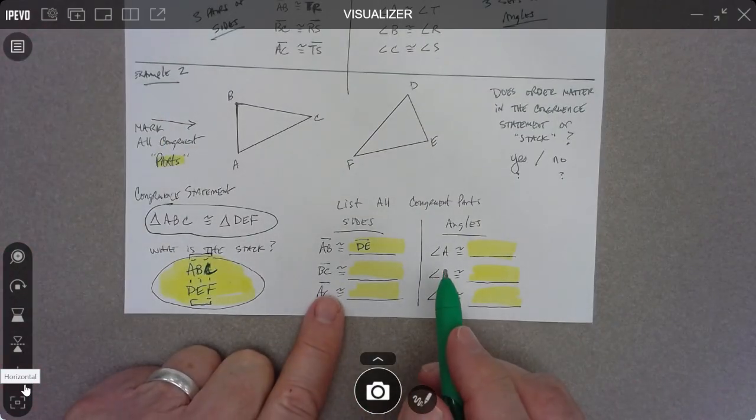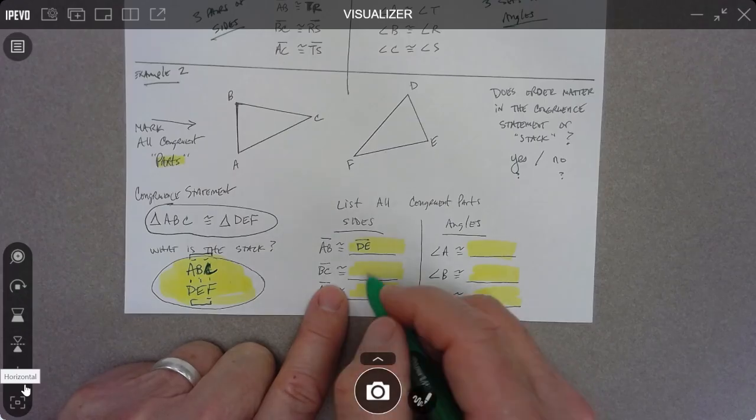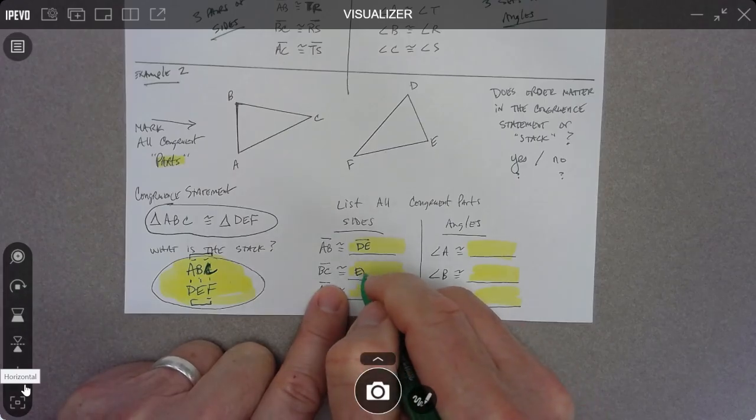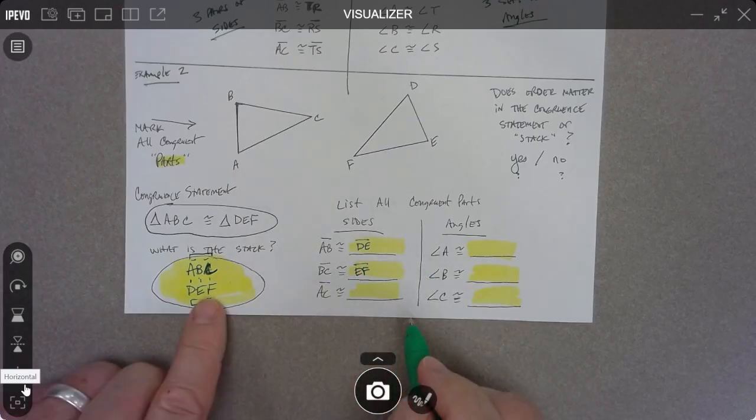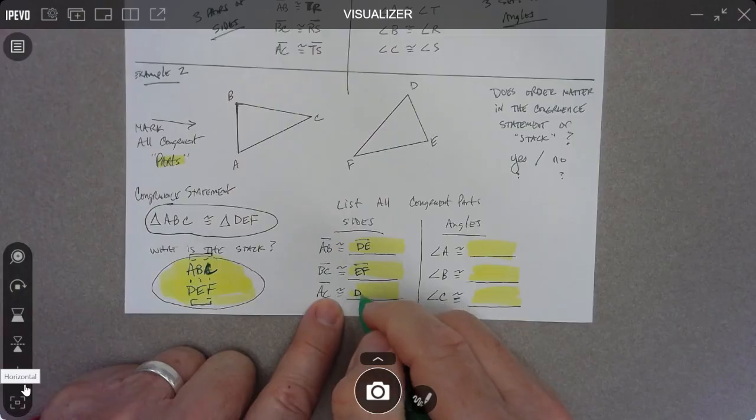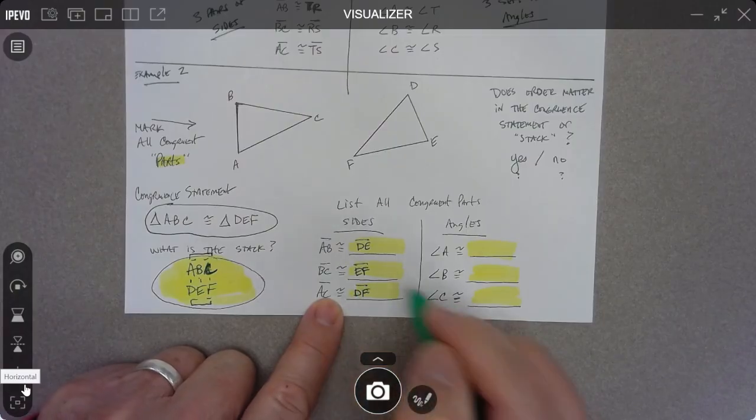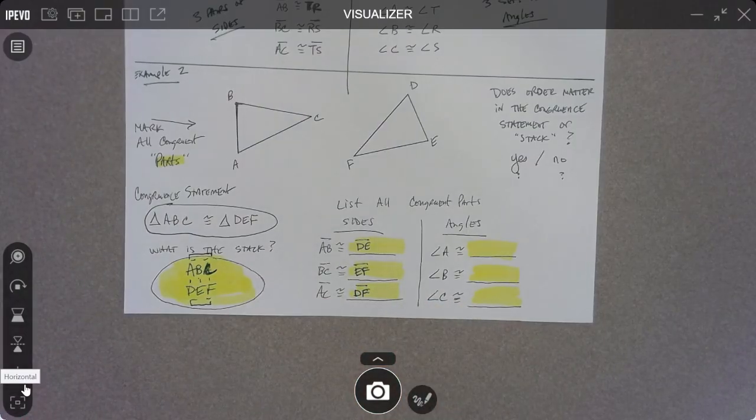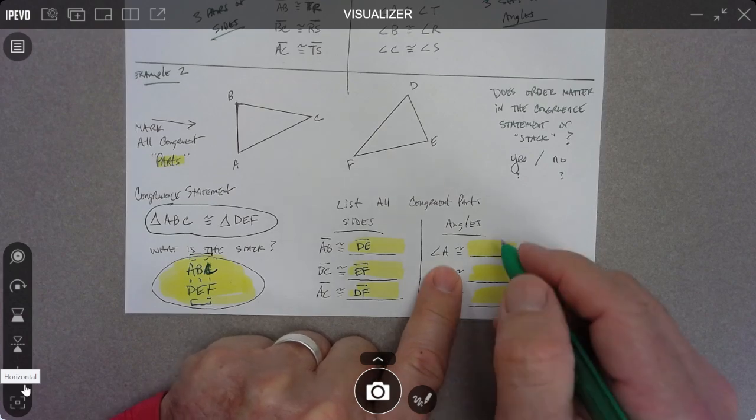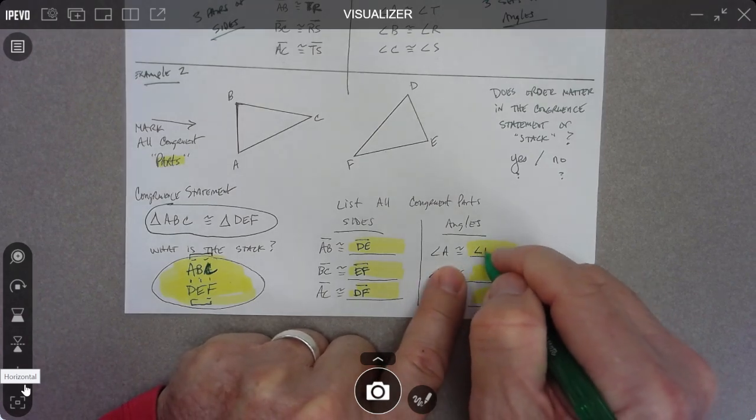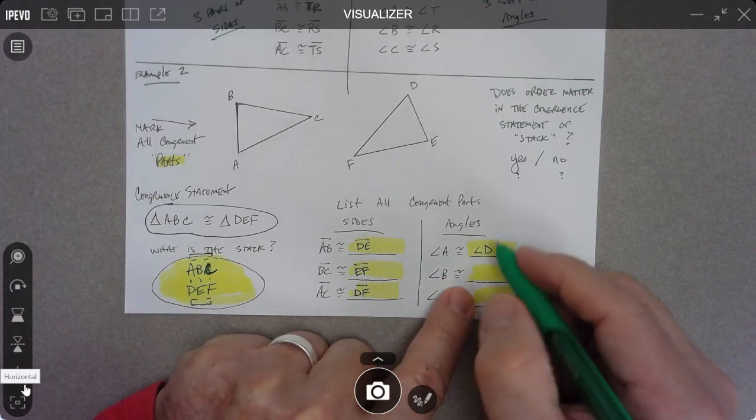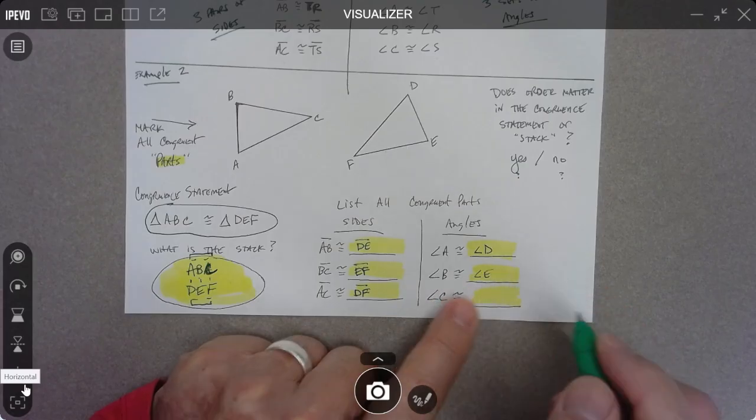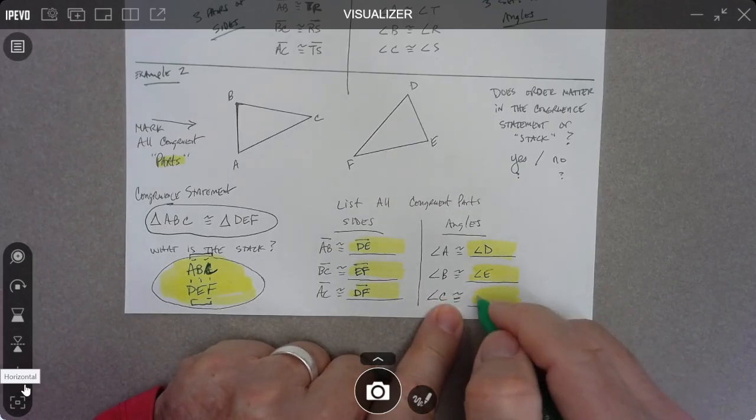But they're not. They're turned around, and that's why they're confusing. All right, so BC is congruent to EF, and then AC has to be congruent to DF. Okay, y'all see where I'm getting all that? You guys are okay with that? Okay, so go ahead and fill out the rest of these. Angle A has to be the same as angle D. Angle B has to be the same as angle E. Angle C has to be the same as angle F.